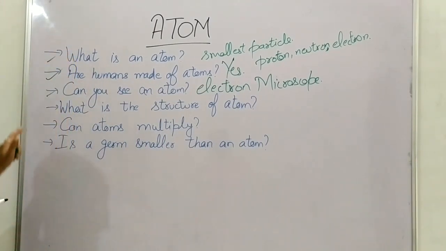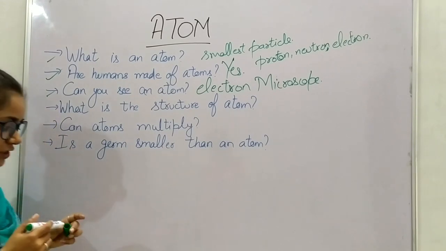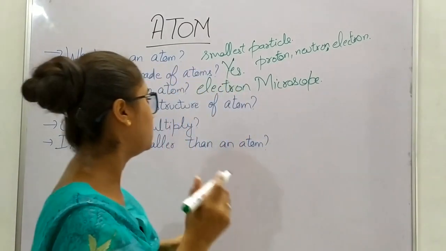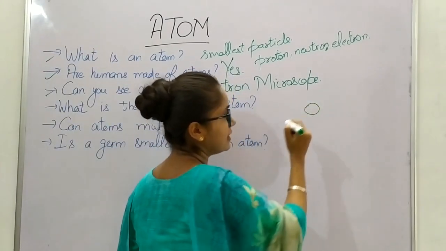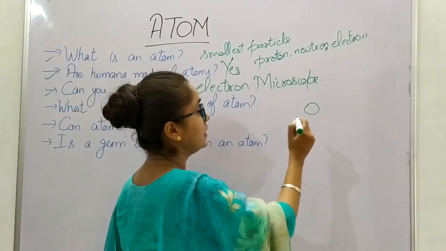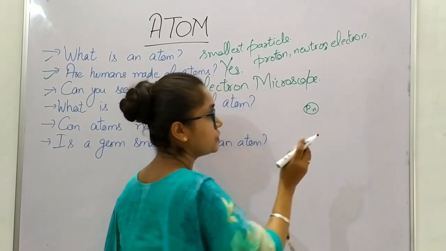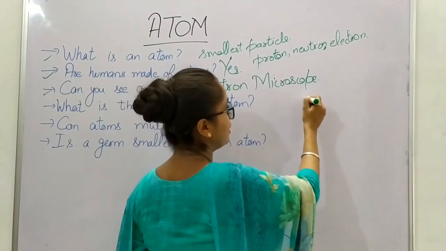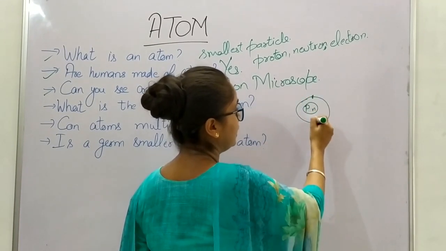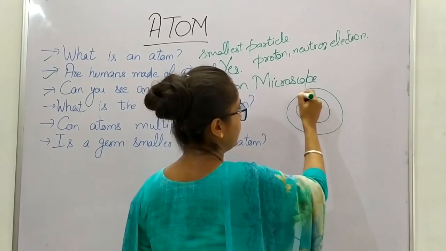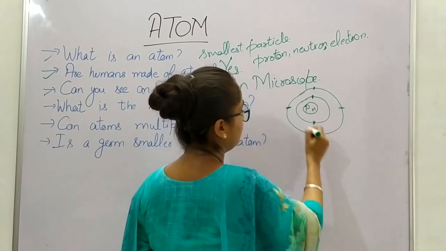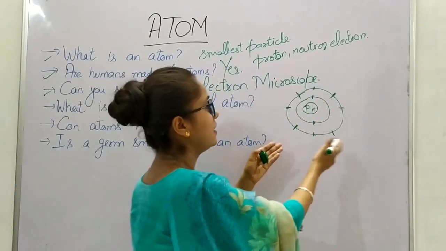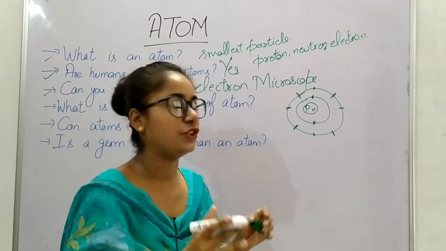We have covered these three questions. Then comes the fourth question: what is the structure of an atom? The atom consists of a nucleus at the center, in which there are protons and neutrons, which are collectively called the nucleus. Outside the nucleus come the various orbits, in which certain electrons are present. I have marked their positions so that it would be easy for you.